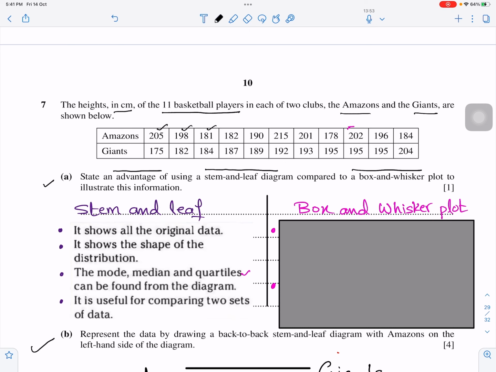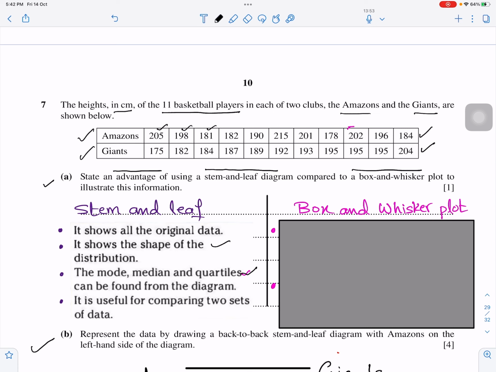So for stem and leaf, it shows all the original data. When you express the data in stem and leaf form, the data remains there. Anybody can count the original data. It shows the shape of the distribution. It is very easy to find the mode, median and quartiles from that diagram. And it is good to compare two sets of data. For example, here we are talking about two clubs, Amazon and Giants.